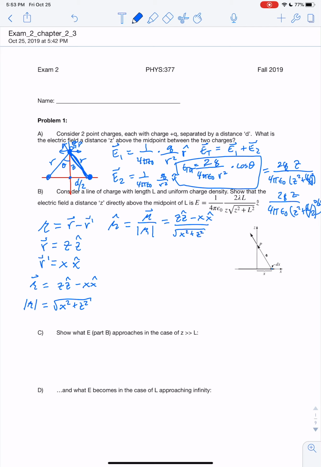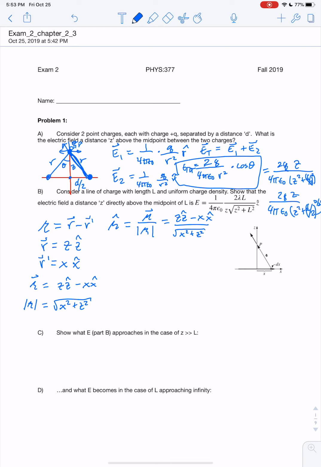Okay, so what did I do? I know that script r is equal to this r minus that r, those two vectors. And I rewrite what those two r vectors are. The first one is some length z in the z-axis, and the other one is some length x in the x-axis.